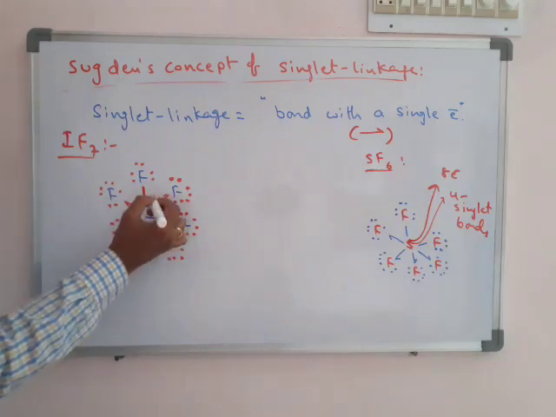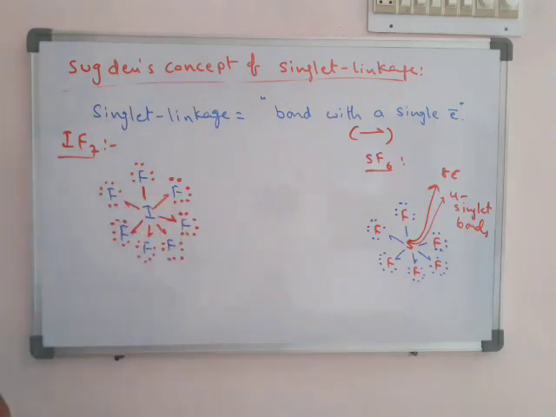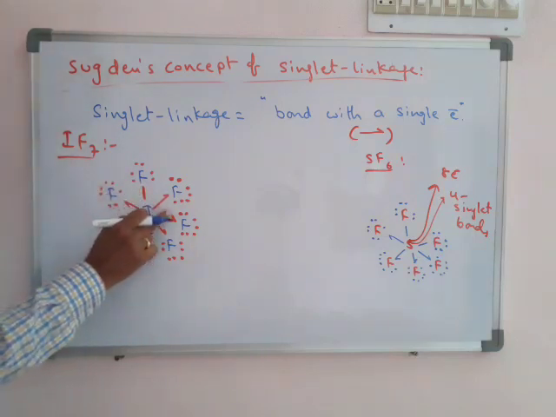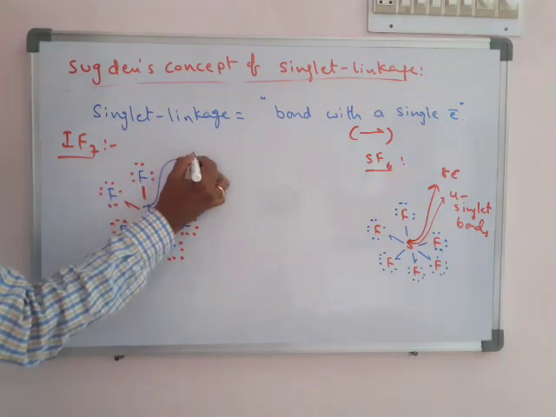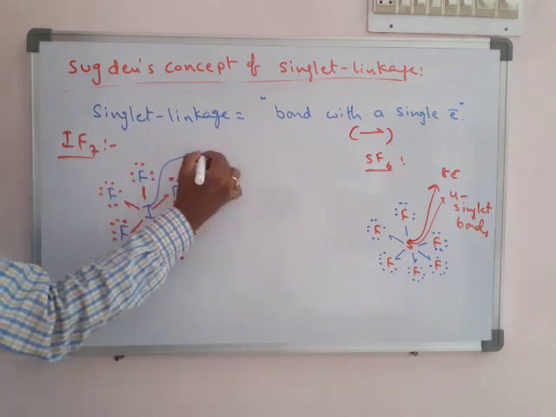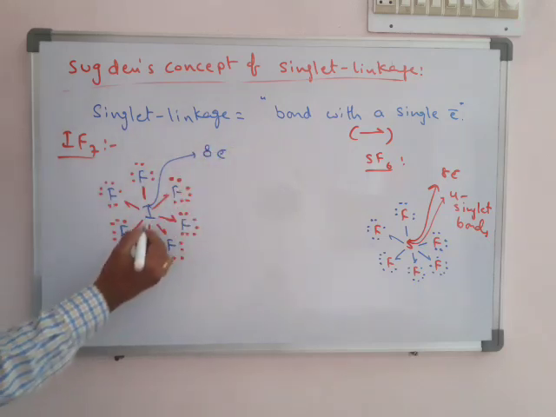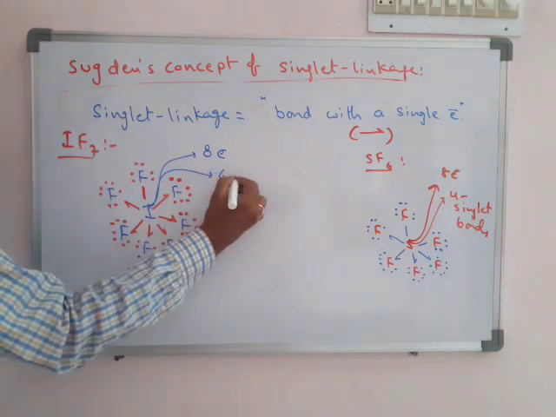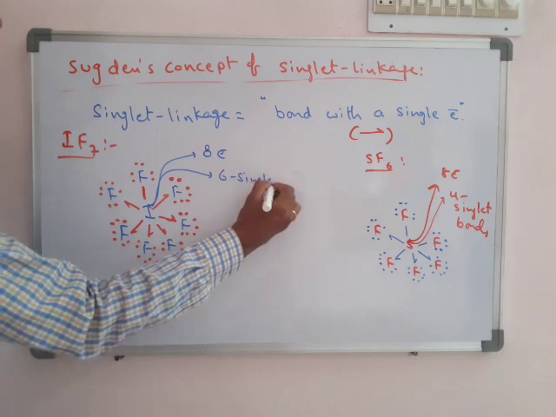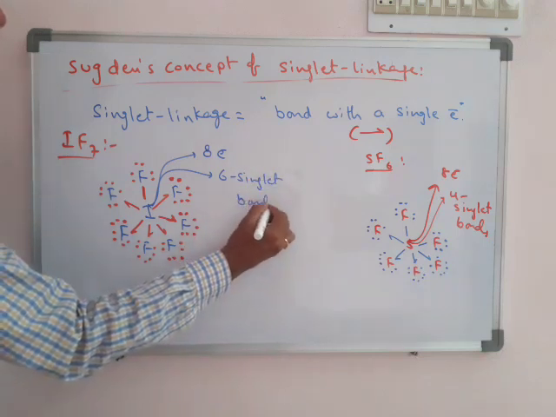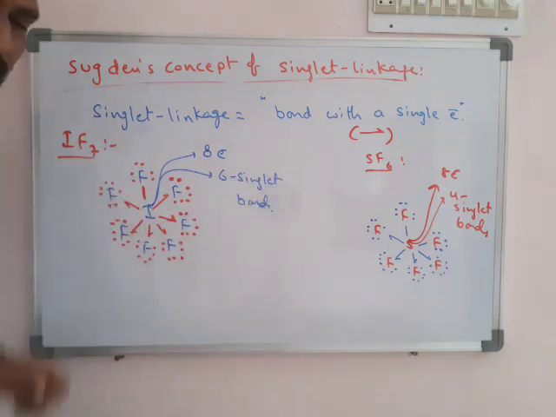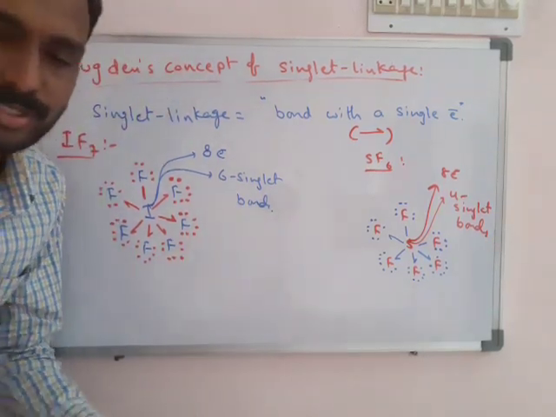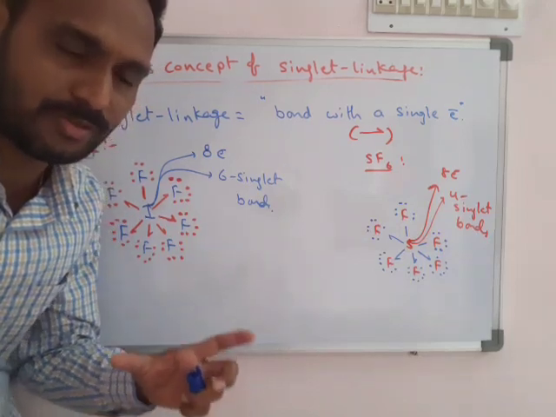Does this iodine follow the octet or not? It has one normal bond with 2 electrons and 6 singlet bonds with 1 electron each, totaling 8 electrons in the valency. How many singlet bonds are formed? 6 singlet bonds. With this concept we find how many normal bonds and how many singlet bonds are present in such molecules. So this is the deviation from the octet rule. It's a very important one.